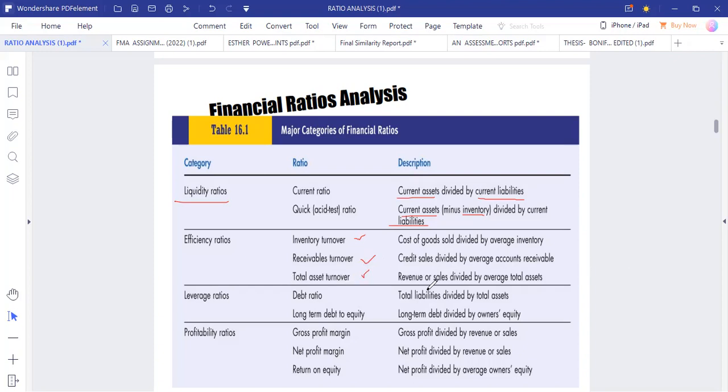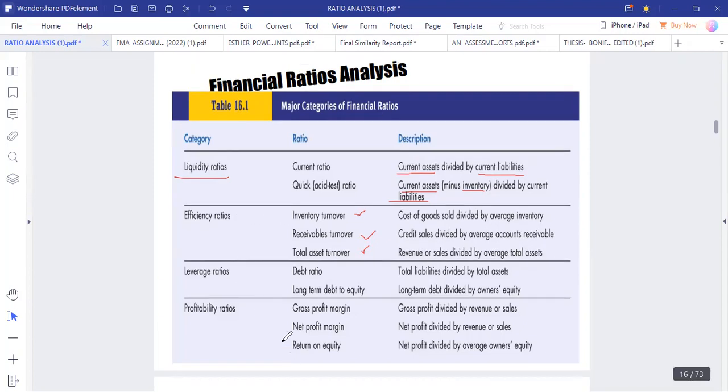Then we also have the total asset turnover. It looks at how much sales are contributed to by the total assets. So it's given by sales over the average total assets.